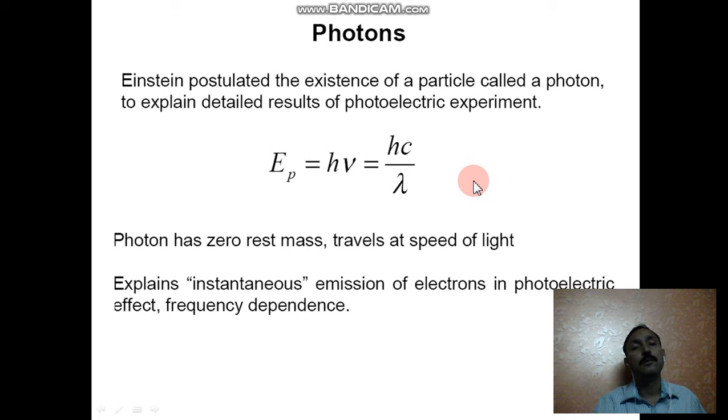Photons. Einstein postulated the existence of a particle called a photon to explain the detailed results of the photoelectric experiment. The energy of a photon is equal to h nu is equal to hc by lambda. A photon has zero rest mass. Always remember, zero rest mass. It travels at the speed of light. It explains the instantaneous emission of electrons in the photoelectric effect and the frequency dependence.